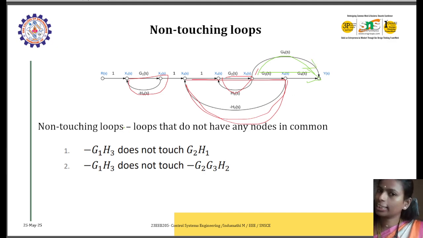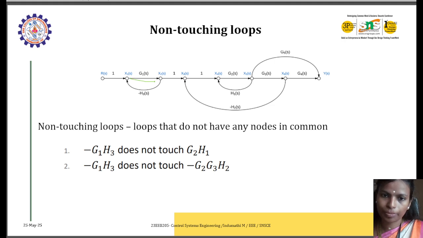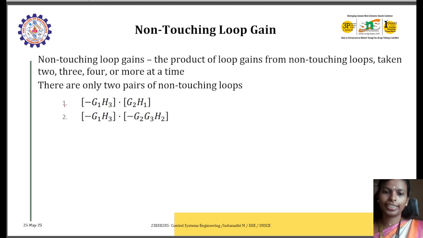So you have to calculate the gain for single loops, and now we are going to find the gain for non-touching loops. What are the non-touching loops here? This loop and this loop are non-touching, right? So calculate G1 H3 and G2 H1 for these. The other non-touching loops are this one and this one. So these are the two non-touching loop pairs. Just multiply the gains and you'll get the answer like this.